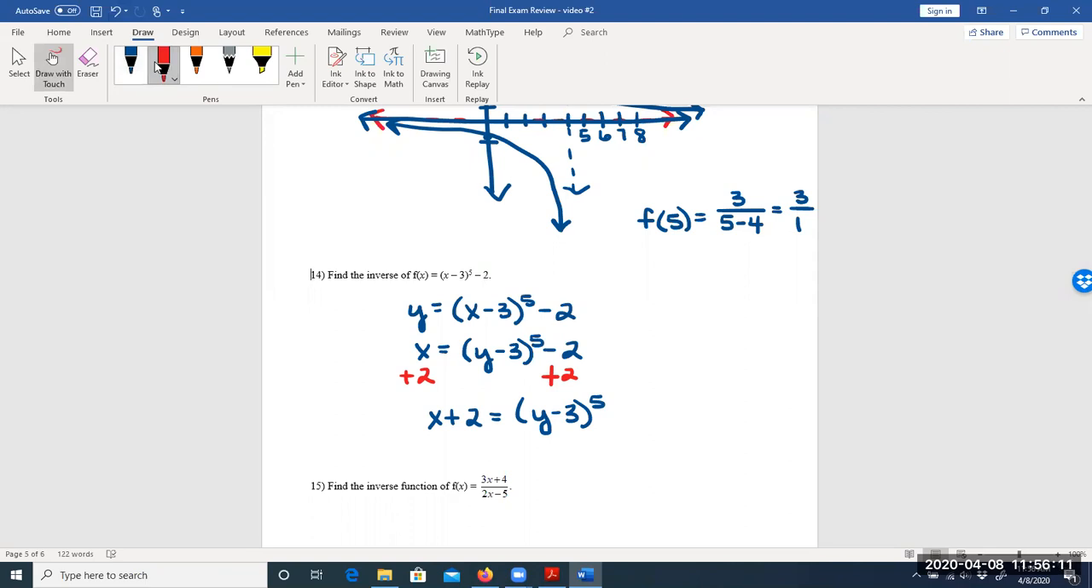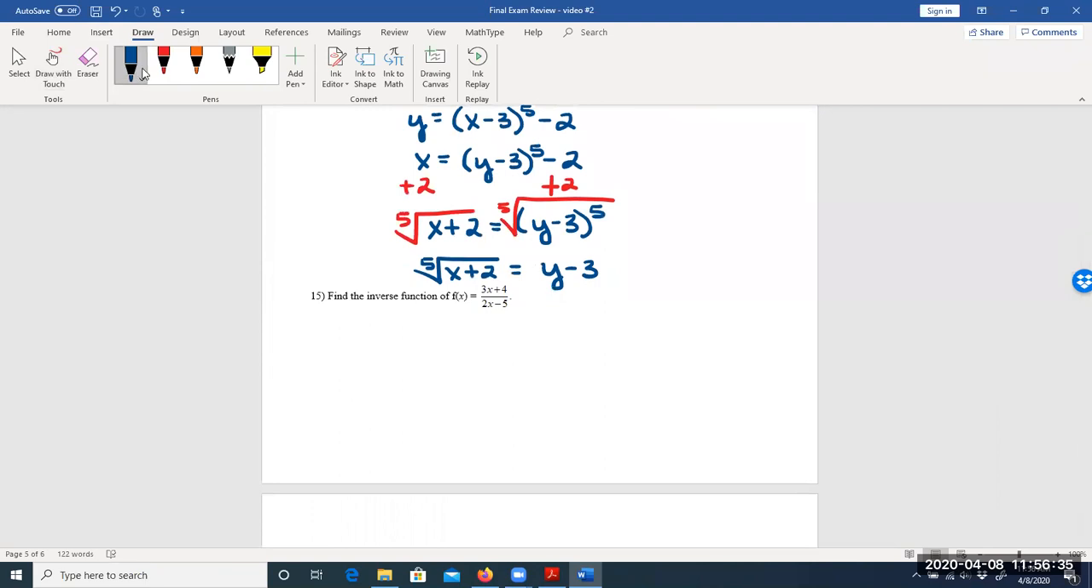Now I am going to take the 5th root of both sides. The 5th root of x plus 2 is just the 5th root of x plus 2. I can't do anything to simplify that. But on the right-hand side, I just get y minus 3. Taking the 5th root of something raised to the 5th power, it's going to undo that power. Then lastly, I still want to isolate y, so I'm going to add 3 to both sides.